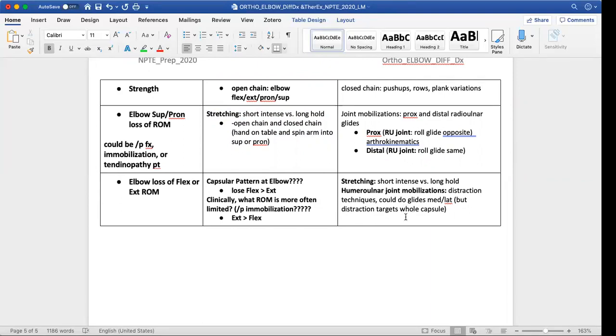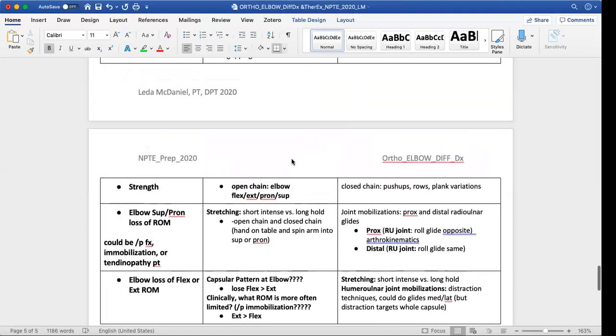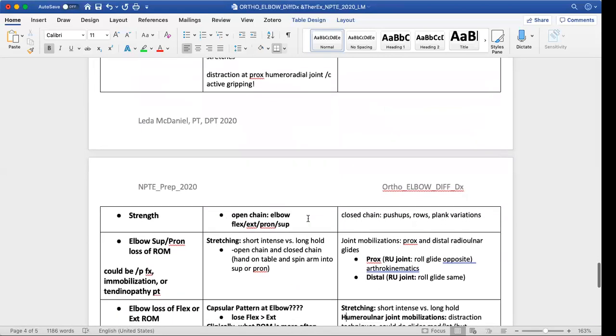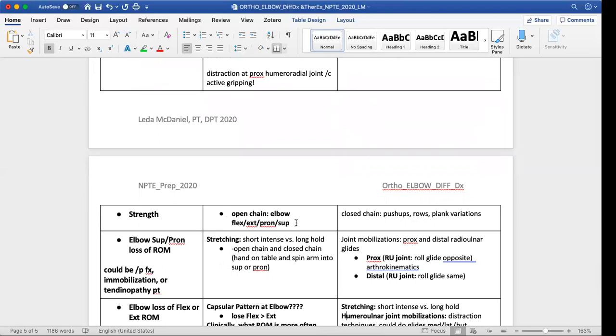Some joint mobilizations they may utilize are distraction to treat the capsule and try to encourage both flexion and extension. Some stretching of muscles, either short intense or long hold. And then your strength around the elbow, you're going to want to train flexion, extension, pronation, and supination of the forearm. You could train other upper extremity kinetic chain deficits as you note them. So deficits of the wrist, deficits of the shoulder are going to be important if you find those deficits.